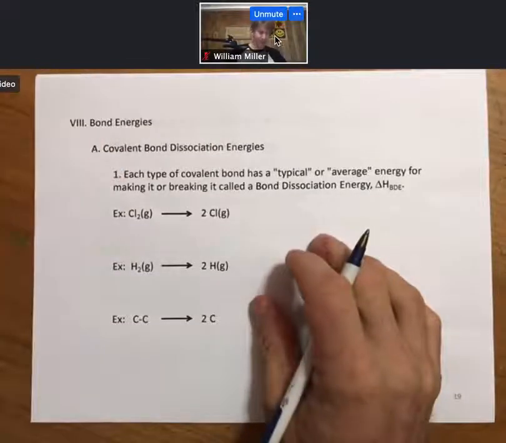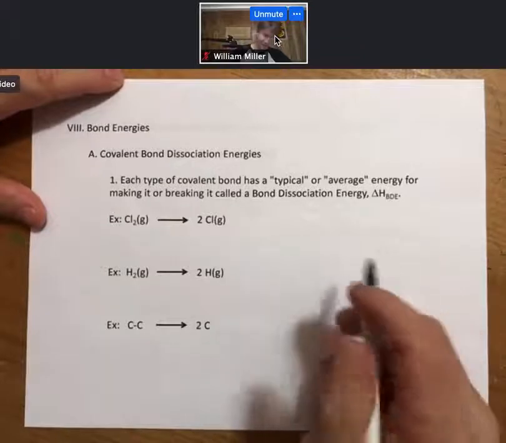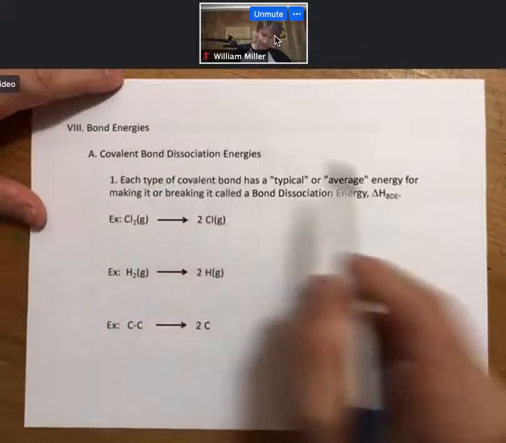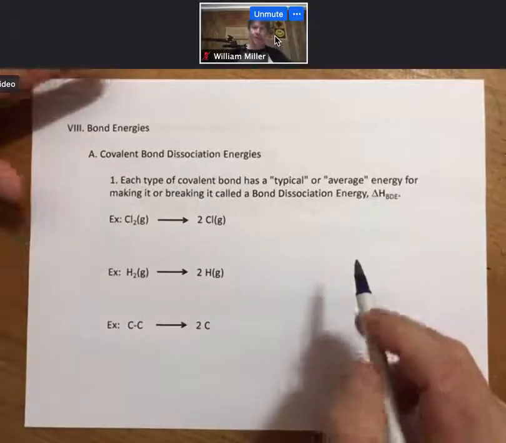Before talking more about how we estimate those, let's talk about bond energies for covalent bonds. These are going to be called bond dissociation energies, or delta H BDE for short.